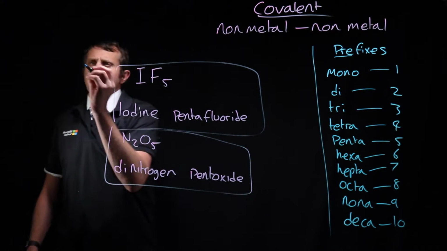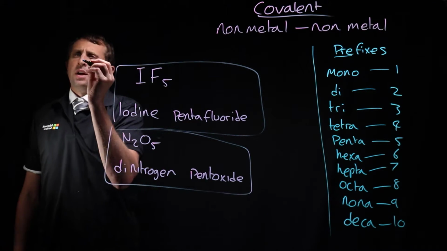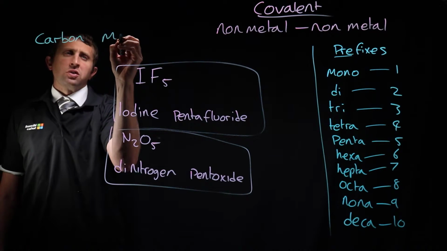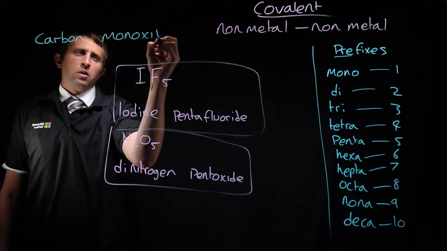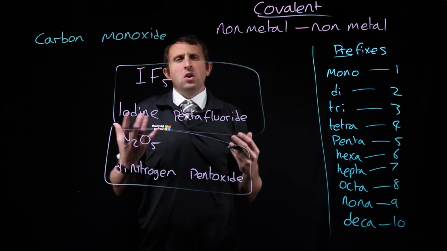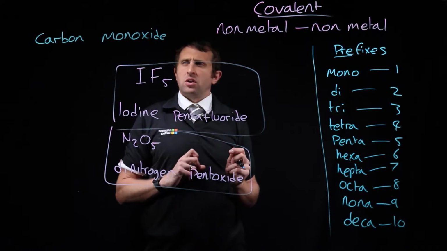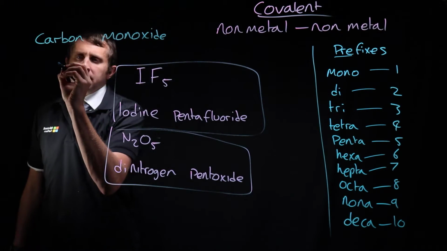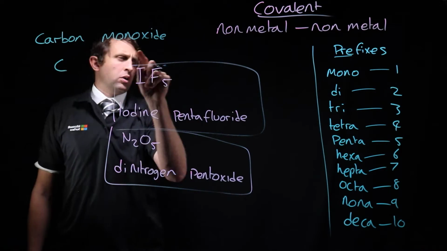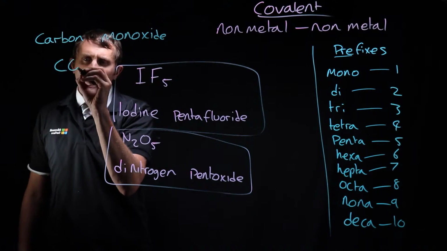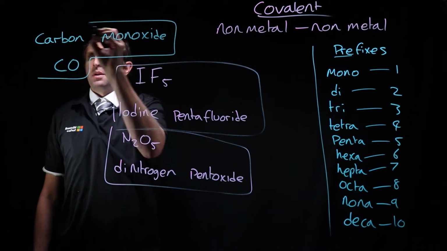What about this one here? If I was to write carbon monoxide. So we're going to write a formula based on a name now. This is something you're going to have to do. So carbon monoxide. Well, we need to find out the symbols for carbon. Carbon is C, mono, 1, oxide, oxygen. So there's 1 oxygen, so our formula is simply CO.